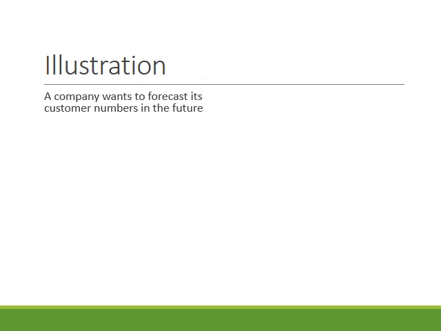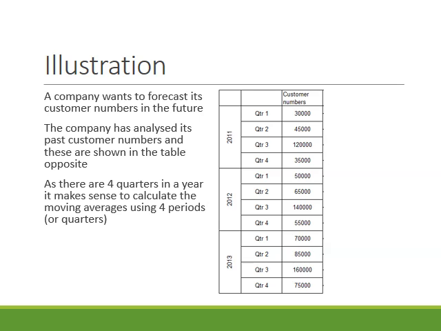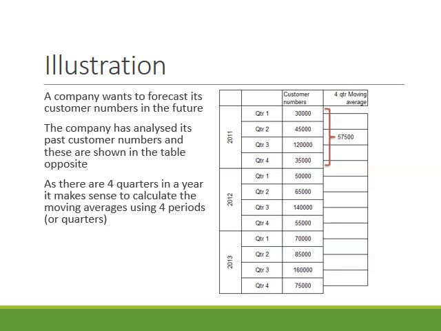So let's have a look at an example. A company wants to forecast its customer numbers for the future. So it's analysed its past customer numbers on a quarterly basis, and these are shown in our table to the right. So we've got details for 2011, 2012 and 2013 for each quarter in those years. Now, as there are 4 quarters in a year, it makes sense to calculate our moving averages using 4 periods or 4 quarters.